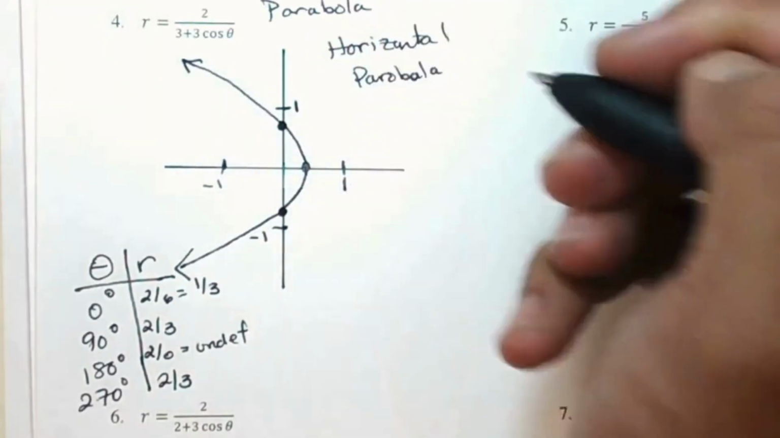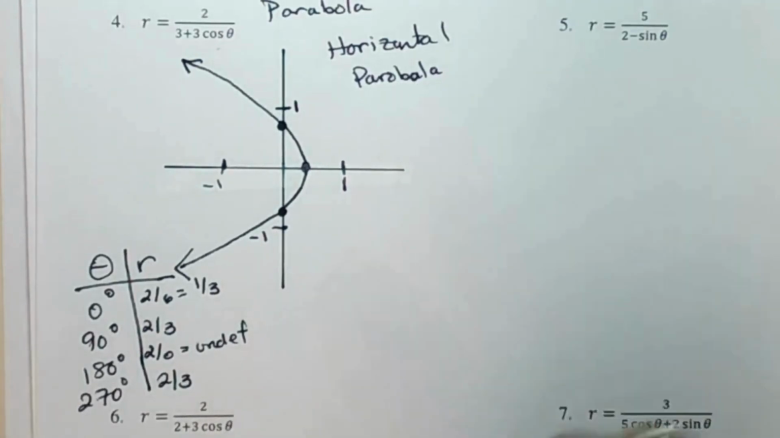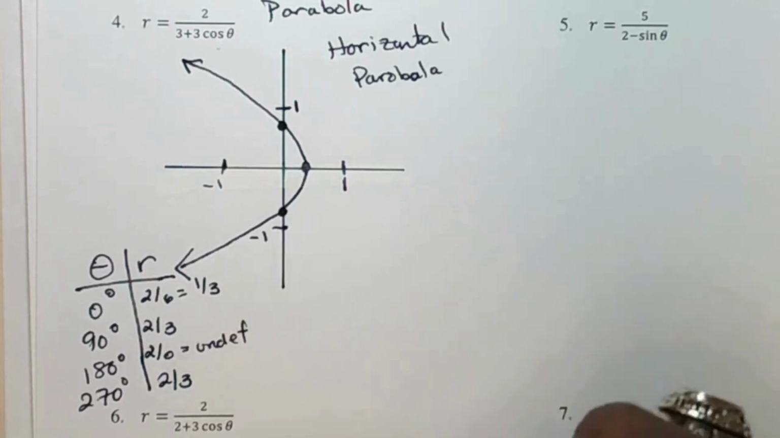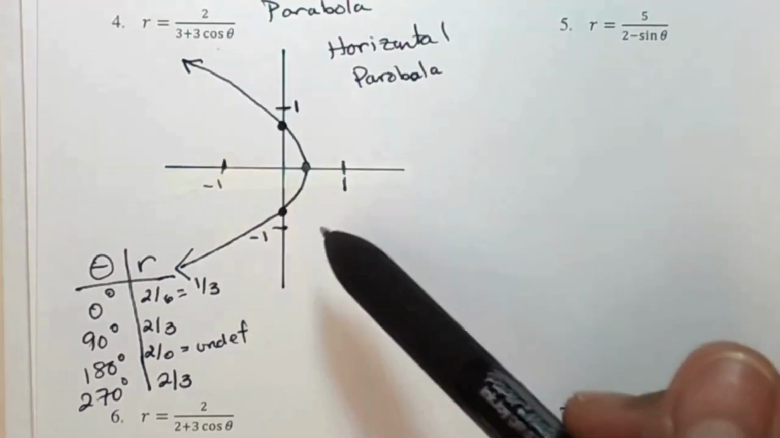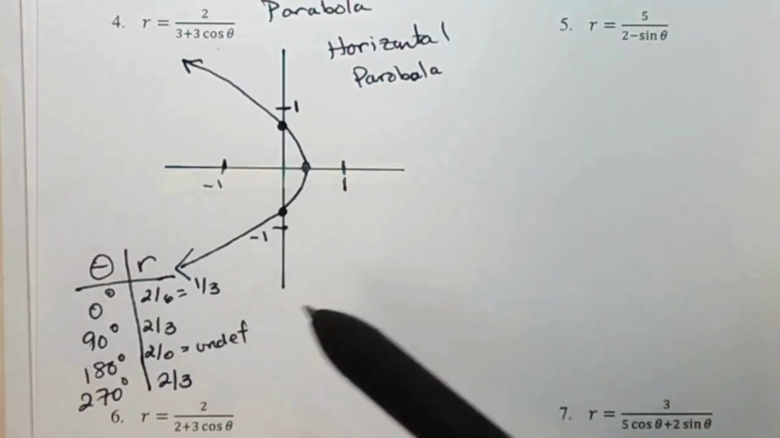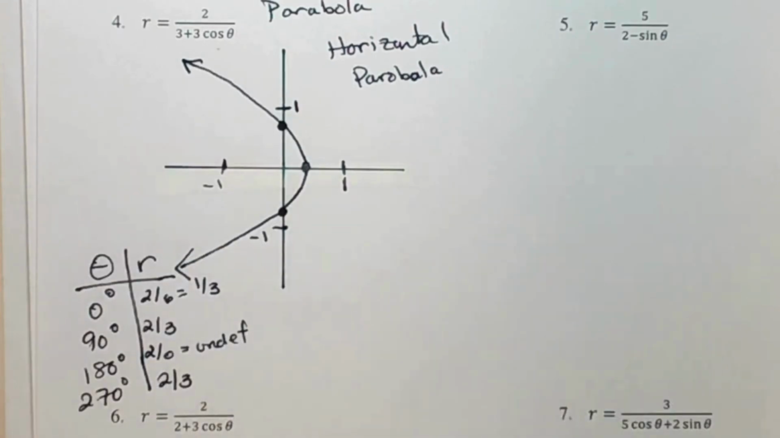Okay, should be an O, not an A, but it's a horizontal parabola. If it was going up or down, it would be a vertical parabola. A good way to recognize this is that it's dealing with cosine, so the major axis is going to be that horizontal, so that's how our parabola is going to be opening.